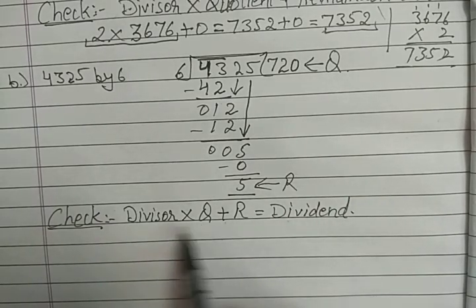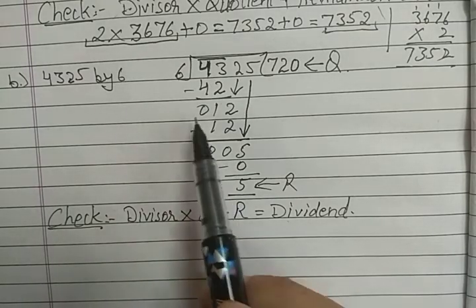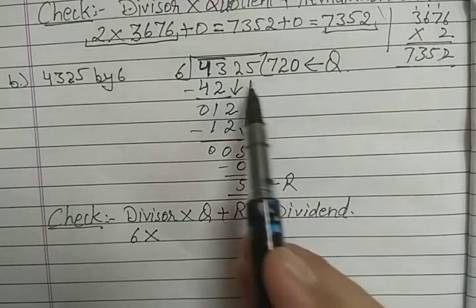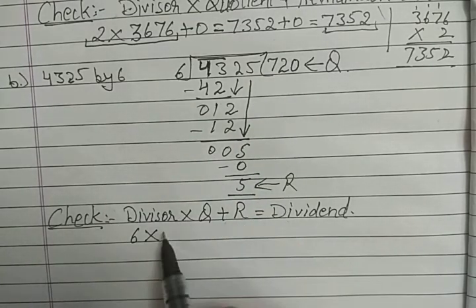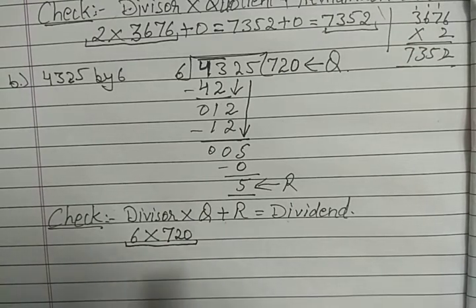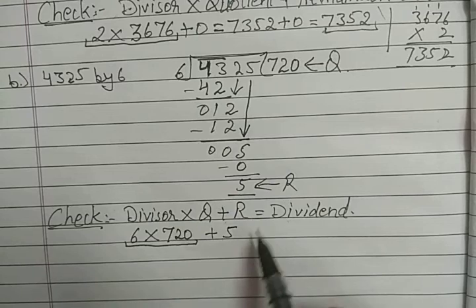Now here first of all we have to multiply divisor and quotient. So what is our divisor? 6 multiplied by the quotient. What is our quotient? 720. And then after multiplying we have to add the remainder. What is the remainder here? 5.